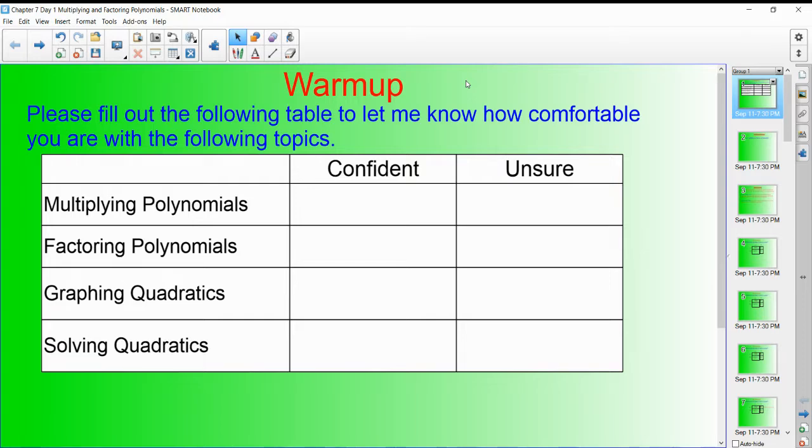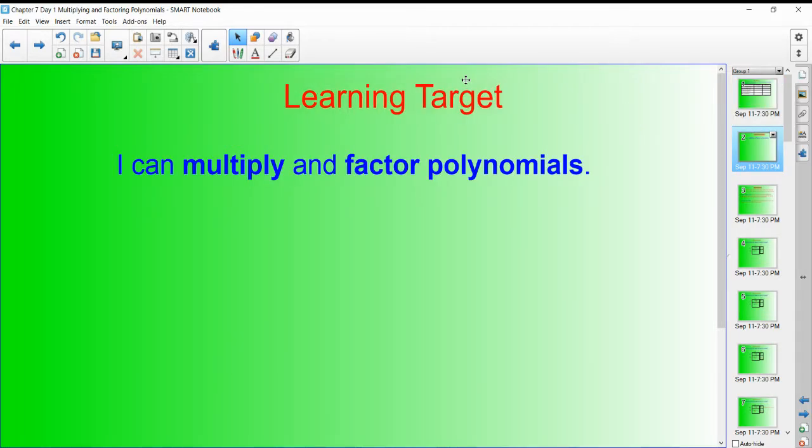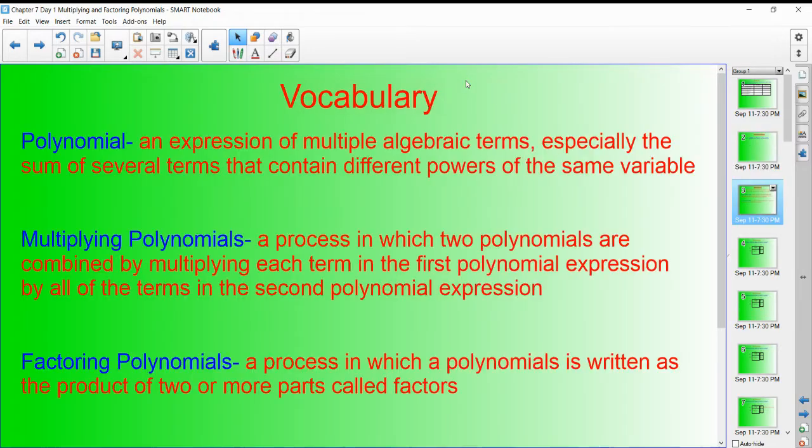Today we're going to start with multiplying and factoring polynomials. So today I can multiply and factor polynomials. That's our goal by the end of this lesson. Now first we got to talk about some vocabulary.